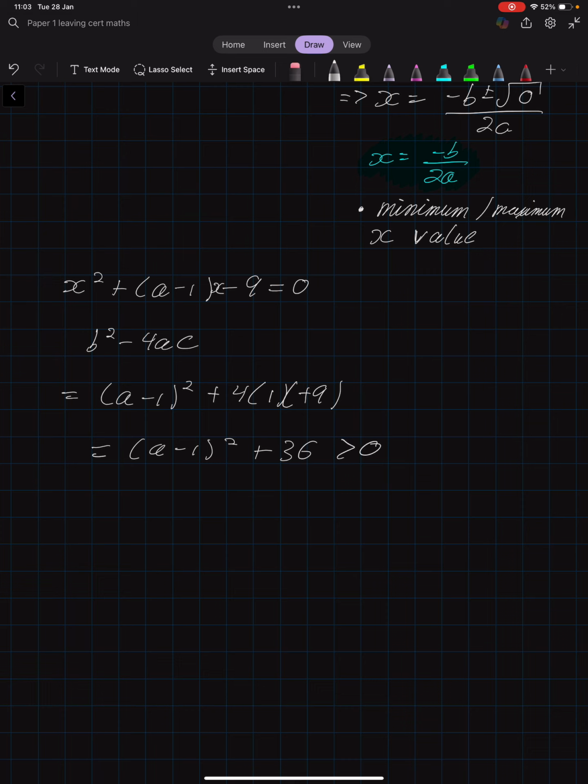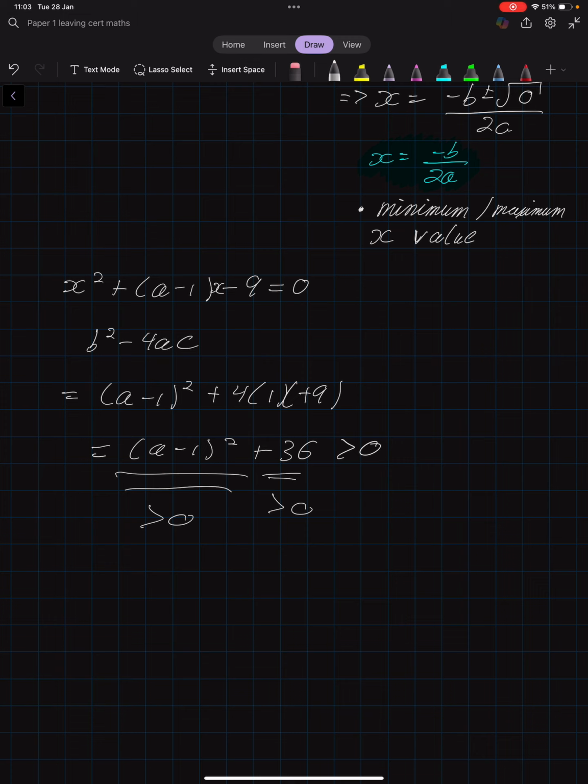And this is always greater than 0 no matter what. The reason it's always greater than 0 is because this is something squared, so that's always greater than 0, and then this is plus 36, and that's also greater than 0. And therefore, if I add the two of them together, I'll get something that's greater than 0. Okay. So it just could be something like that.